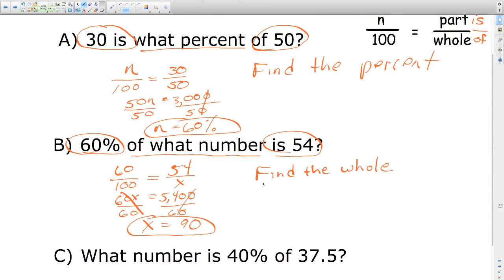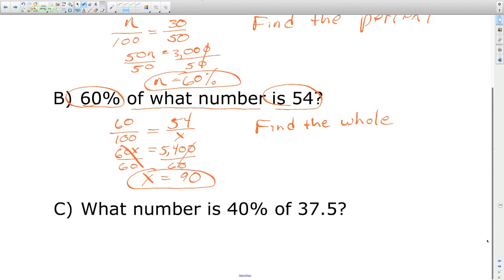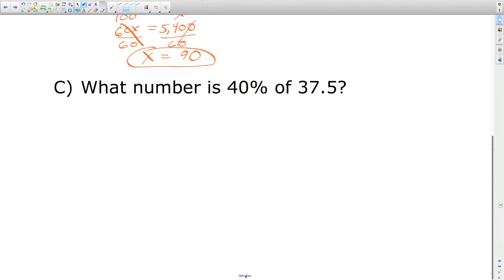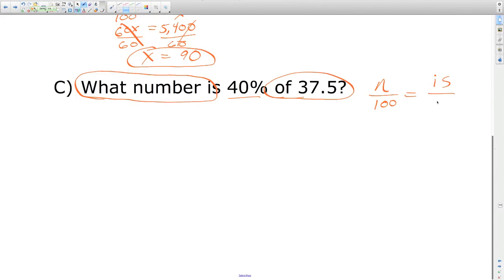Find the percent problem, find the whole problem, and if you can guess what's coming up, we're going to have find the part problem. It says, what number is 40% of 37.5? Remember, it's n over 100 equal to is over of, or part over whole.